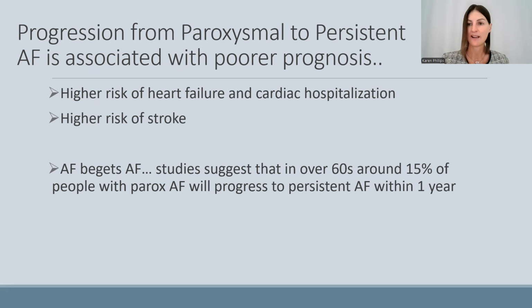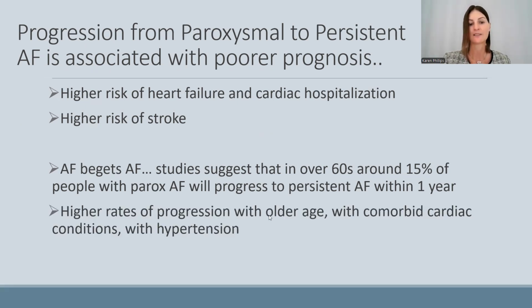Studies suggest that in patients over the age of 60 years, around 15% of people with paroxysmal AF will progress to persistent AF within 1 year. And that's probably even worse the older our patients are. So there are higher rates of progression with older age, or if patients have other types of cardiac conditions or hypertension. Atrial fibrillation ablation, if it can be applied sooner and to patients with paroxysmal atrial fibrillation, we may be able to stop them from getting to the point of persistent AF associated with poorer health outcomes.